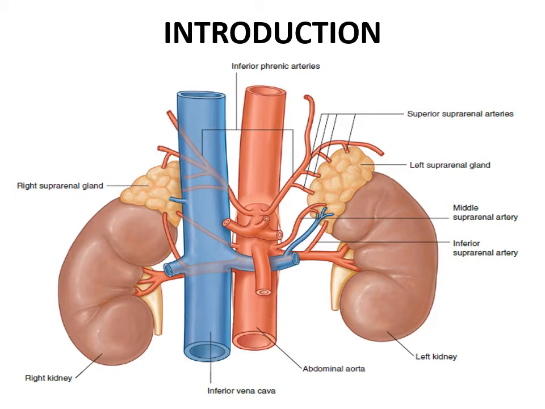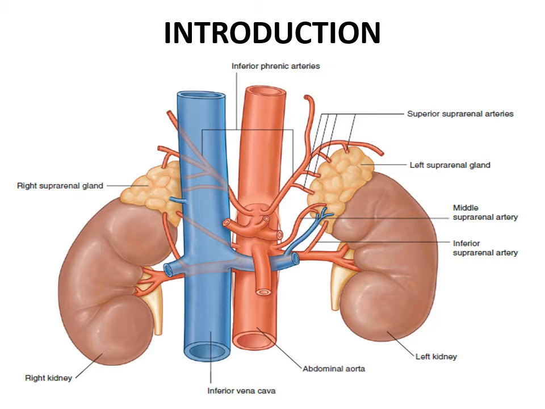The adrenal glands are paired organs lying near the superior pole of the kidneys. It is also called suprarenal glands. The right gland is shaped like a pyramid, whereas the left gland is semilunar in shape and larger of the two.